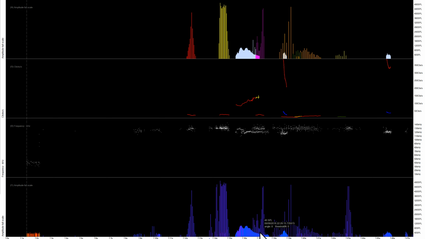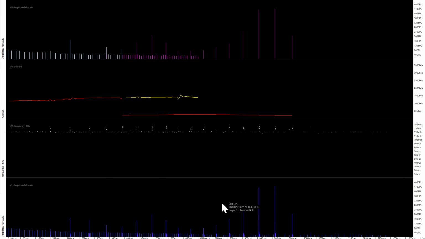Okay, and we can zoom in here where we've got click trains overlapping. And you can see down at the bottom there the multipath clusters from one animal and the clicks from the other one that actually don't have any multipath replicates. Okay, so that's nice data there.